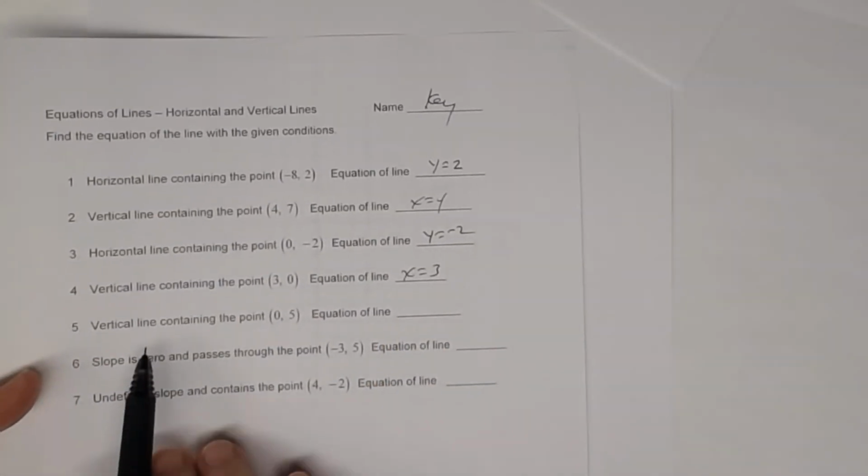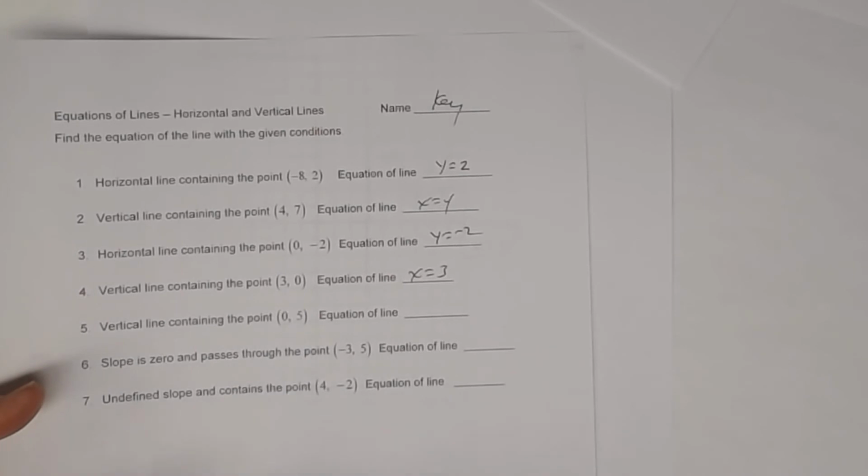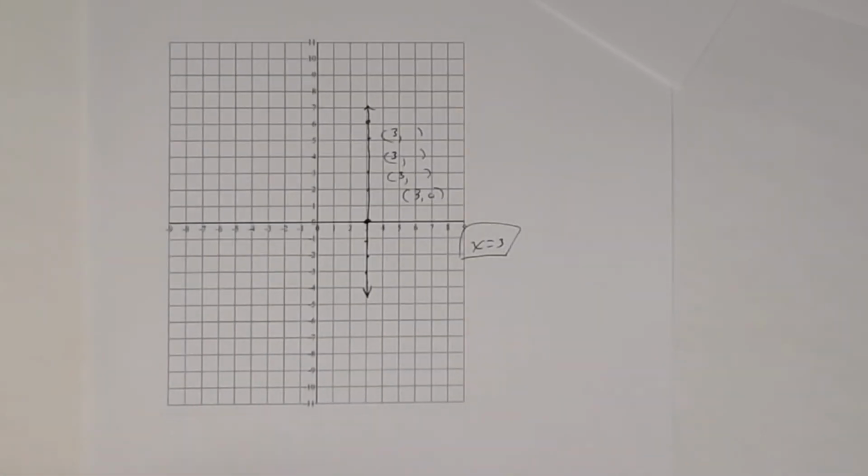All right, number 5, we also deal with a vertical line, except this time it's (0, 5). So let's look at that one, (0, 5).